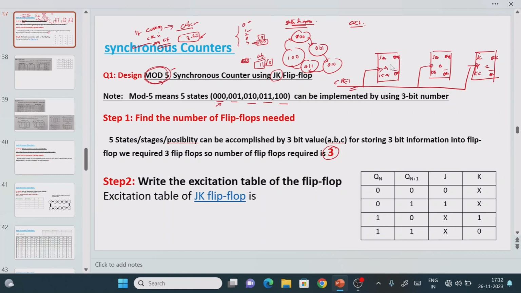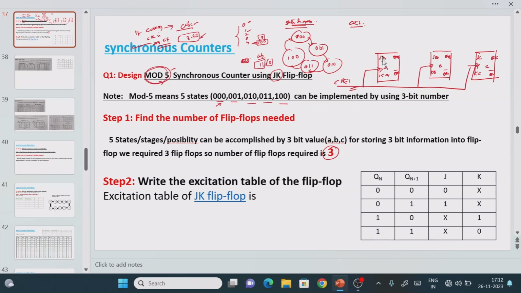The moment you find the logic expression for these three things, then you can attach this logic circuit to the JAKA, JBKB, JCKC, so that it will become the mod 5 synchronous counter, right? So now after completion of the circuit diagram representation, the first step I have explained is identification of the number of flip-flops, that is 3. So 3-bit means 3 flip-flops are required, nothing but 3 JK flip-flops. Then we have drawn the state diagram, then this is the circuit diagram representation.